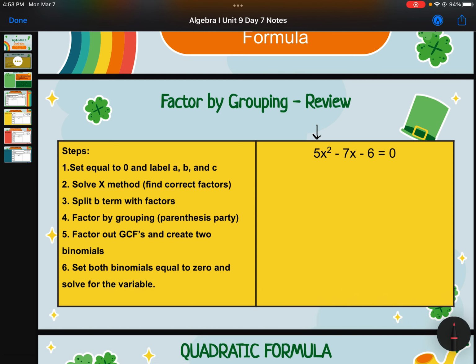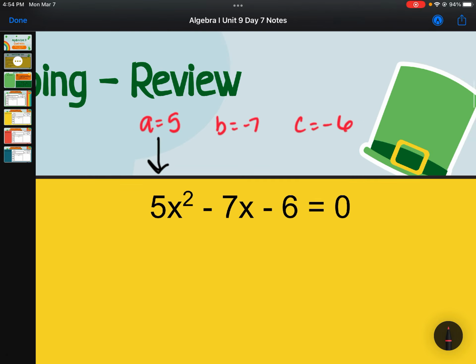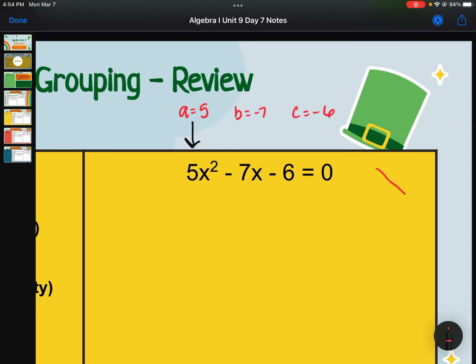I'd make sure everything is set equal to 0. Everything's on one side of the equal sign. I'll label my A 5, B -7, C -6. Using the x method, I have A times C at the top. So 5 times -6 is -30. And at the bottom, we have -7. Now, two numbers that multiply to -30, add to -7 would be -10 and +3.